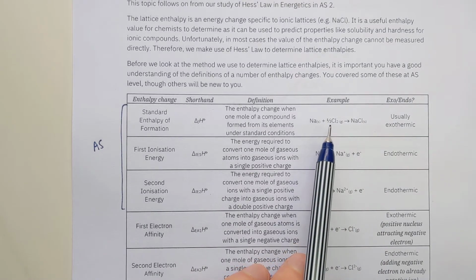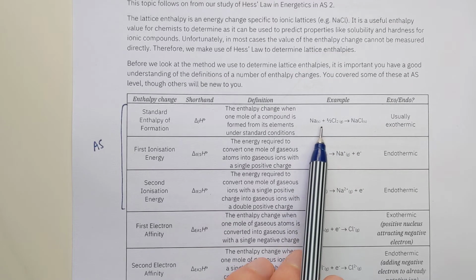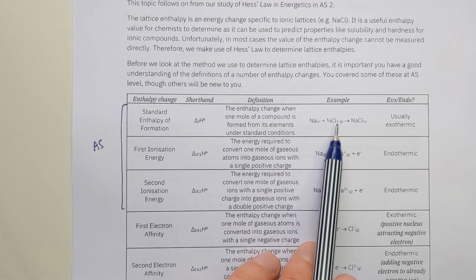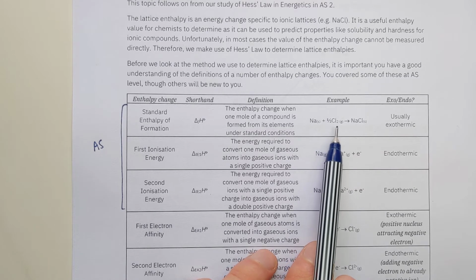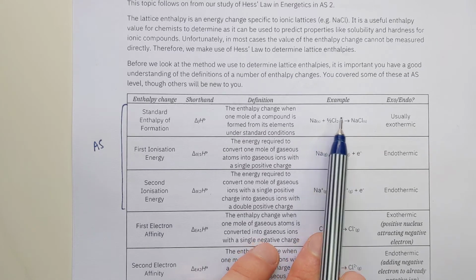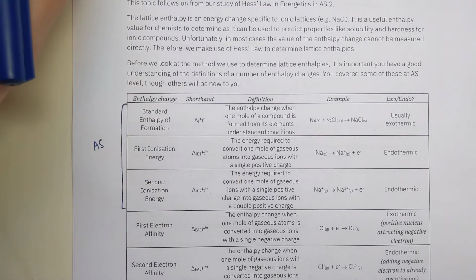On the left of the arrow you're putting the elements that make up that compound in their standard states. So sodium is a solid, chlorine is a gas. Have to make it balanced though. I'm only making 1 mole of the compound, therefore I use half a mole of Cl2 because it's diatomic. Normally it's exothermic. Normally you get a wee bit of energy out when you make a compound. It can be a little bit endothermic as well, but usually exothermic.